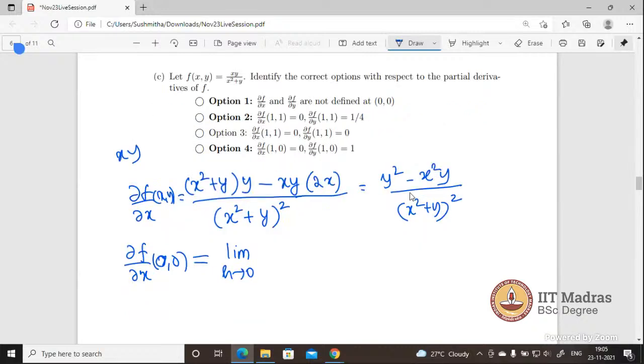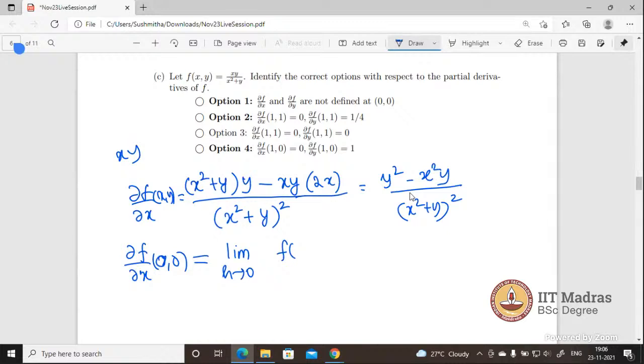So limit as h tends to 0. What is this? Had it not been 0 by 0, could we have substituted it? Yes. Take option 2. Dou f by dou x at 1, 1. What is the value at 1, 1? It is again 0. But it's not 0, it's 0 by 0. Yeah, 0 by 0. And what about this one? 1, 0. Oh, again it's 0.